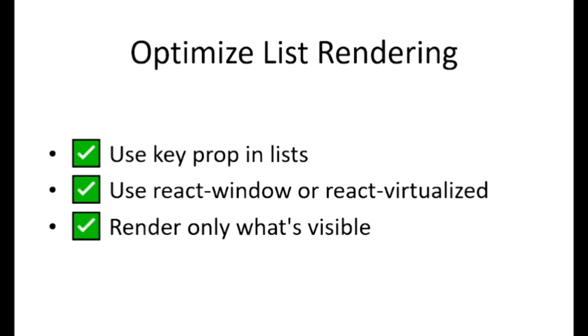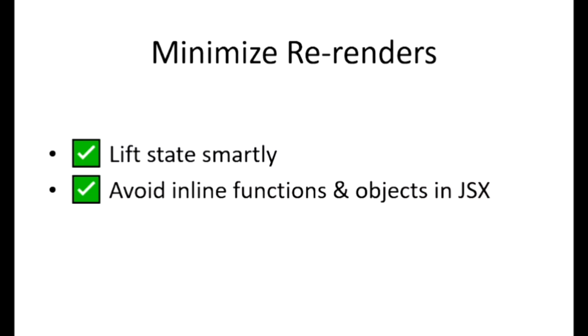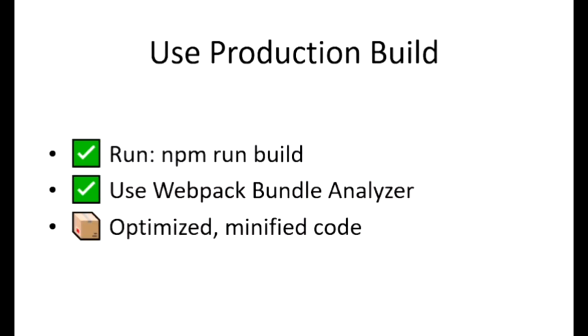Then comes minimizing re-renders. Lift state up smartly, and don't bloat parents with unnecessary state. Avoid anonymous functions and inline objects in JSX. Next tip is to use a production build. Always run npm run build. It minimizes and optimizes your code, and use tools like Webpack Bundle Analyzer to monitor bundle size.